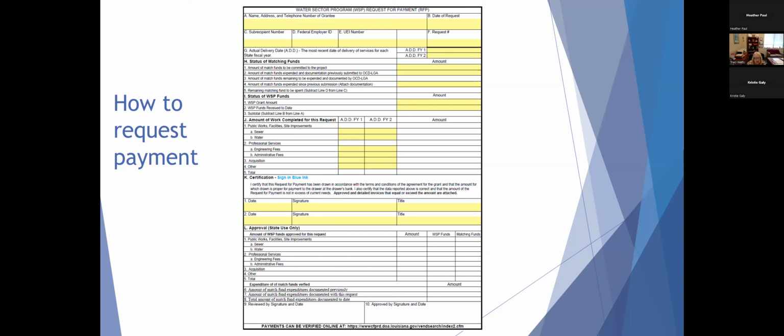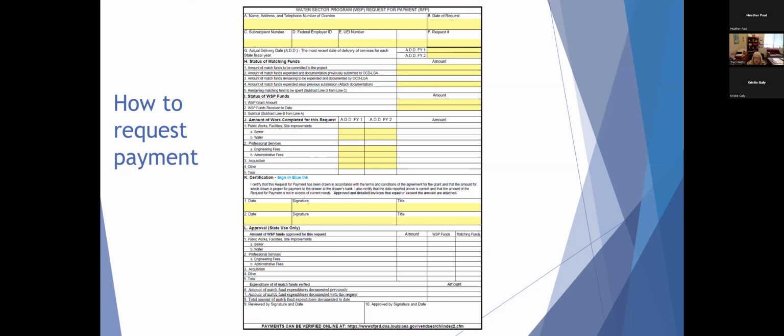Then under L, which is the section that our office will use when approving, we will review the request. We have an Excel spreadsheet that we use, an invoice tracker that we enter all of the information into, and it calculates based on the approved match percentage and determines what part we can pay with water sector funds and what part would be matching funds. That would be identified under L. We would put the amount of the request, then we would put how much we're going to pay with water sector funds and how much you should pay with your matching funds.